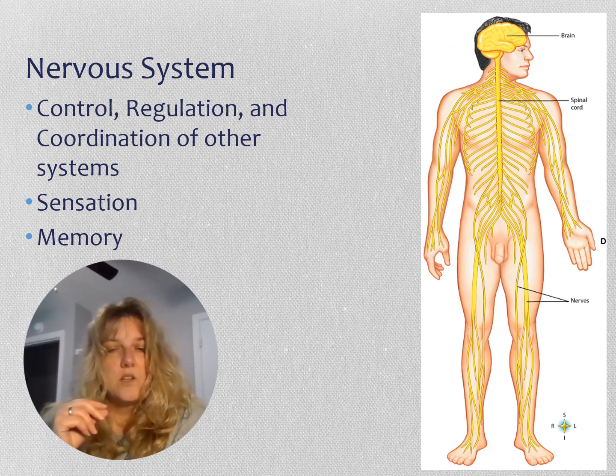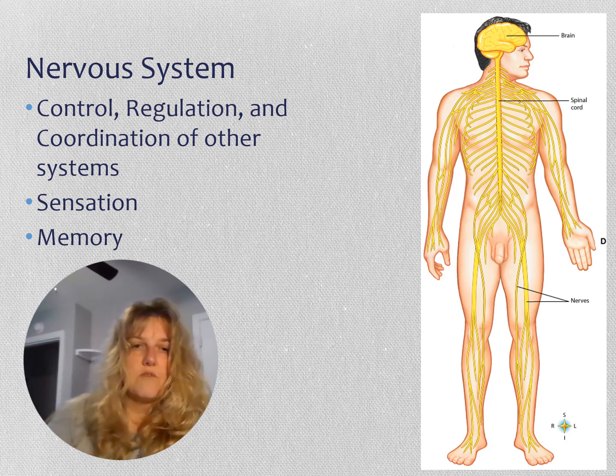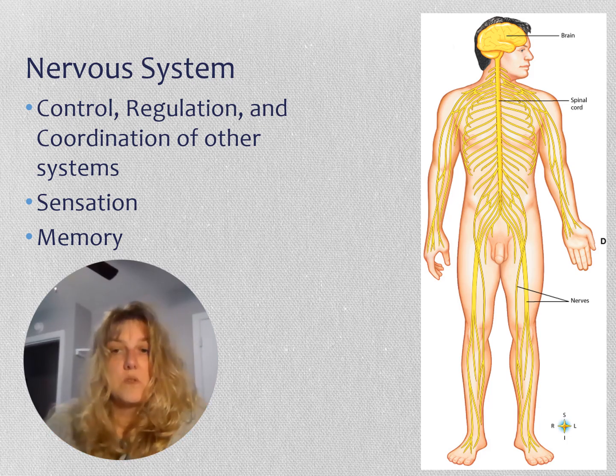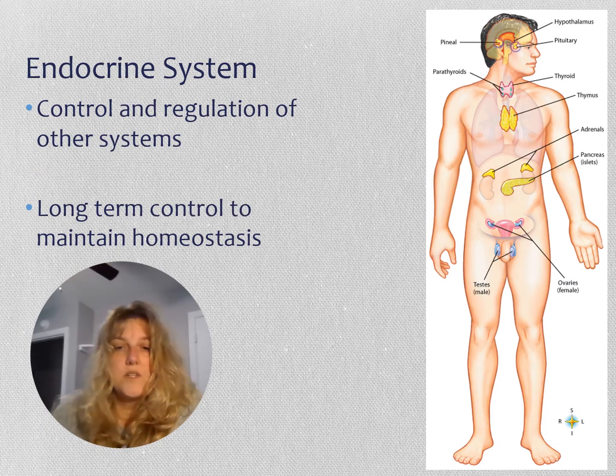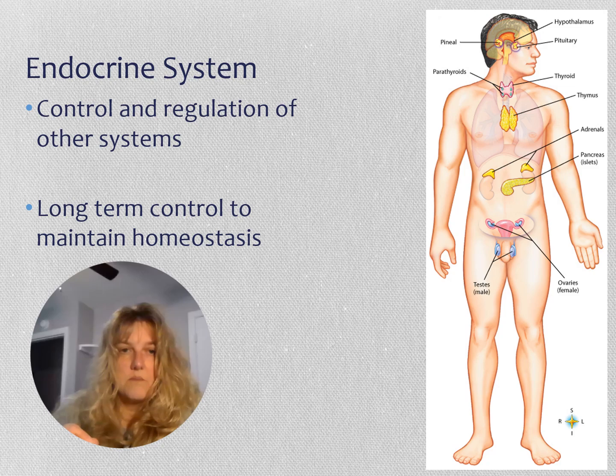It includes not only sensation, which tells us information about the environment, but it's also part and parcel to our memory. We have the endocrine system. If the electrical system, which is our nervous system, can't function, then we have the chemical functions of the endocrine system. This will control and regulate body systems, and it helps to maintain long-term control, or homeostasis.